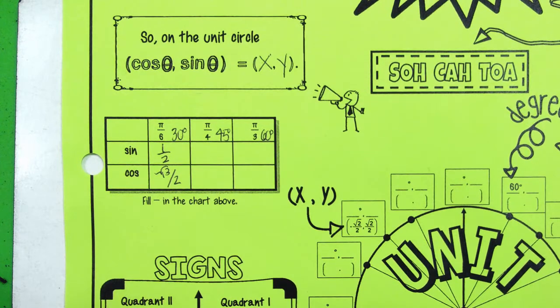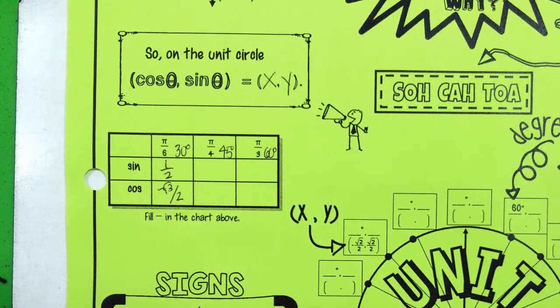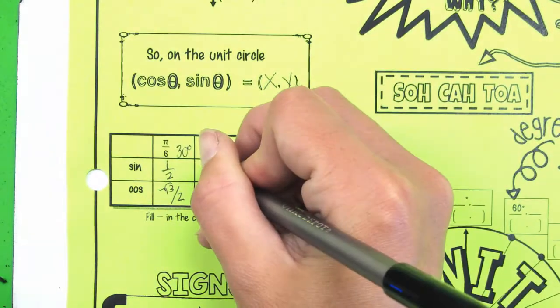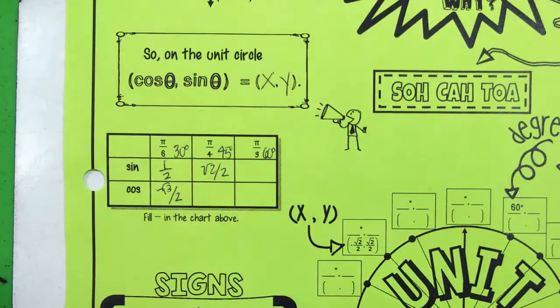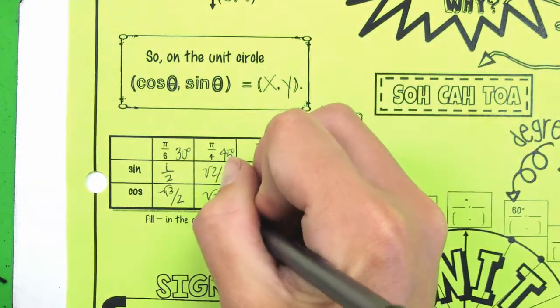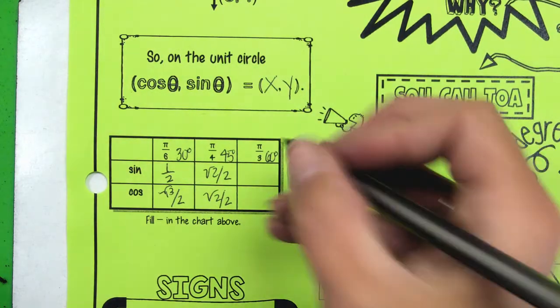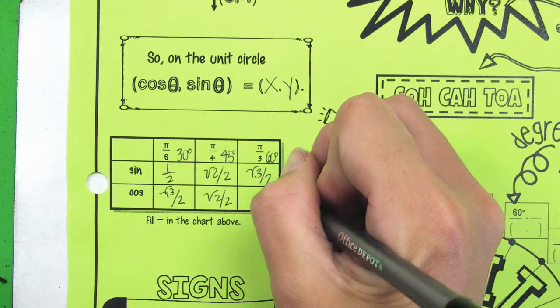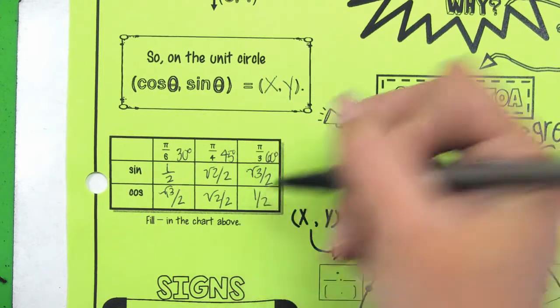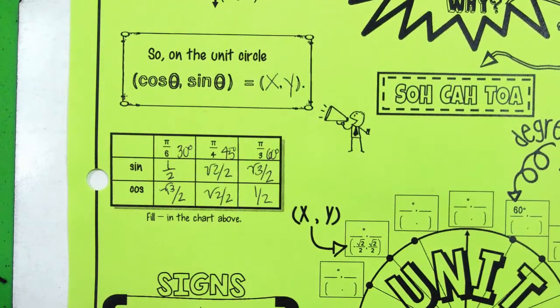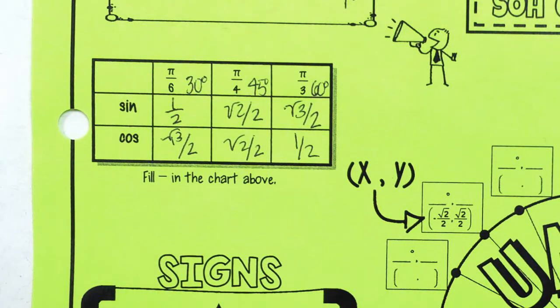Alright, tell me what sine of 45 would be. Very good, Sarah. Cosine? Very good. Sine of 60? Very good. And cosine of 60? Good. Any questions about those angles or values? Cool. We're going to use just those angles to fill out this entire unit circle.